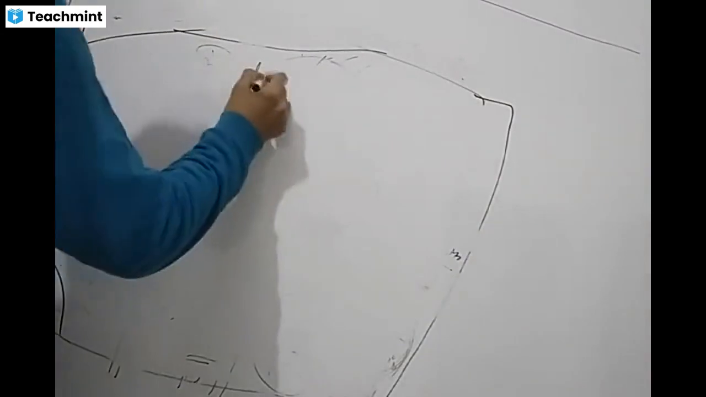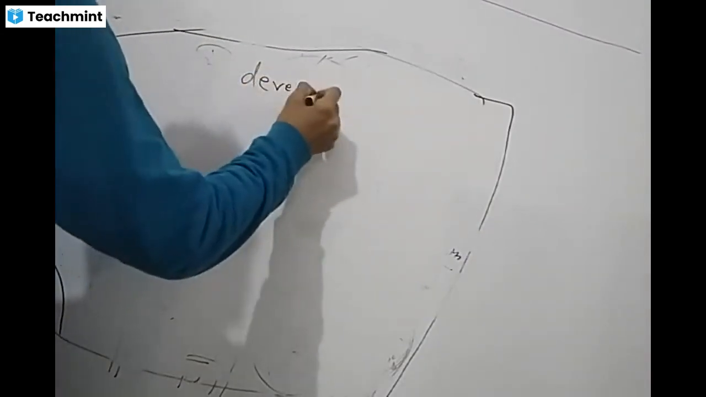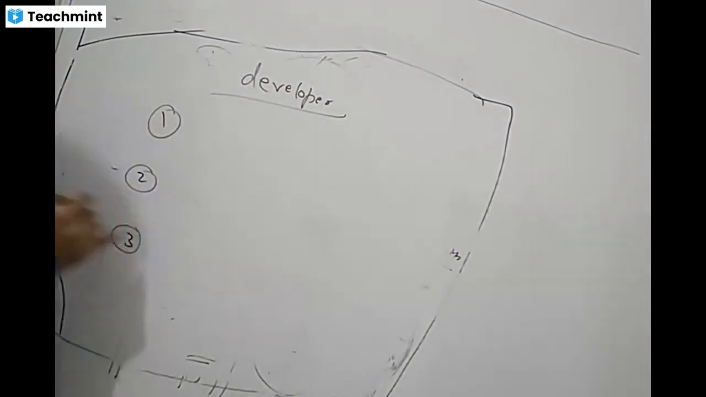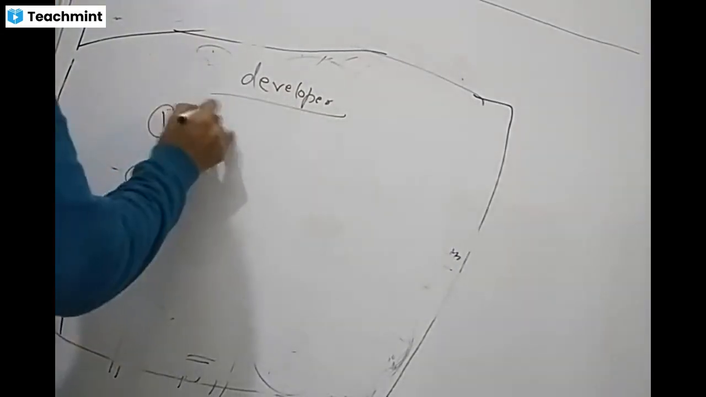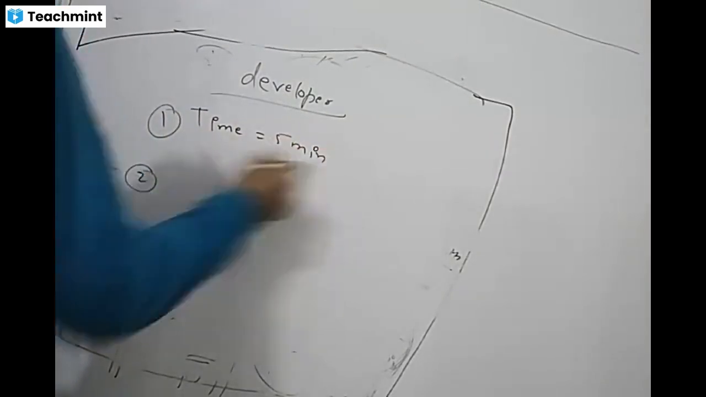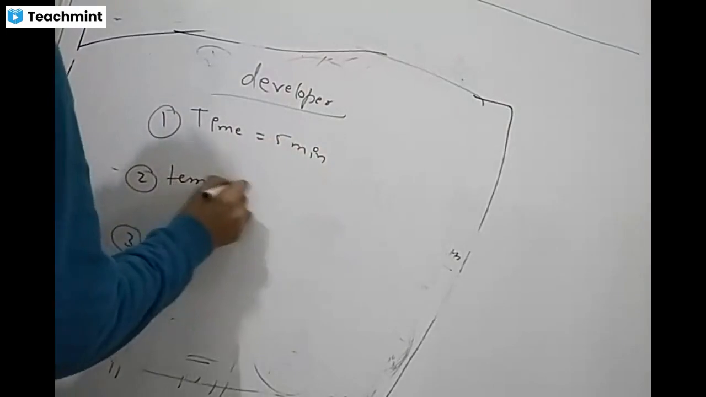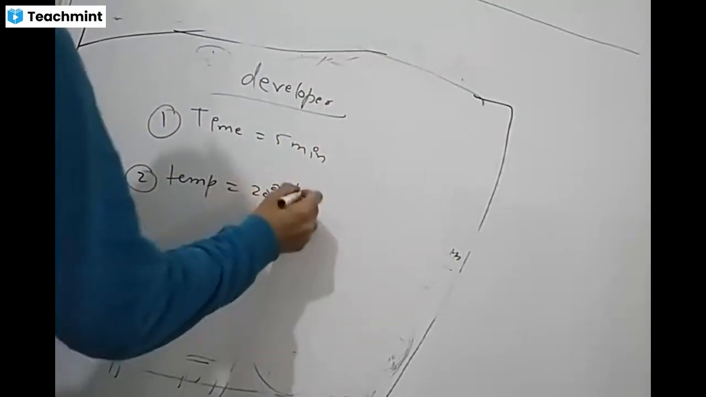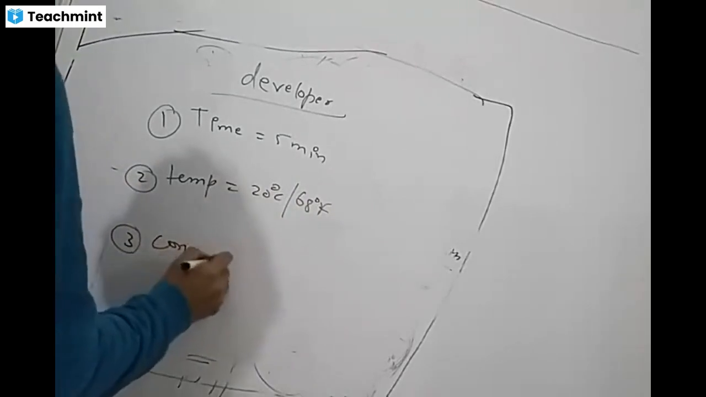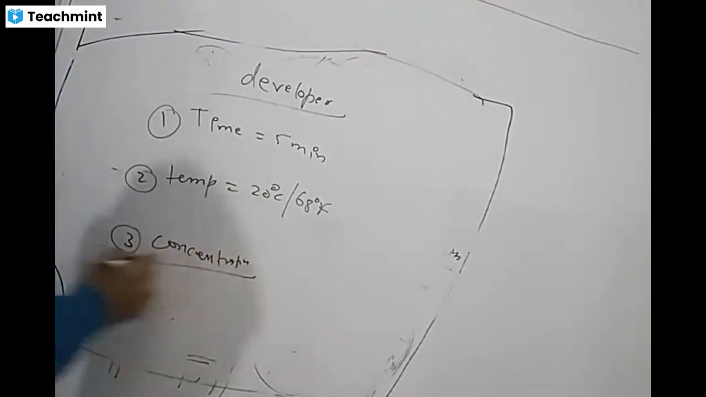So this was about the developer. If we see about the developer solution, three things are more important. If you remember only three things: first is time, 5 minutes. Second is temperature, 20 degrees centigrade, that is 68 Fahrenheit. And third is the concentration.